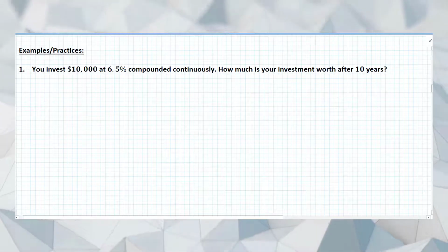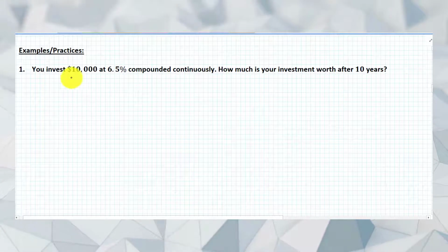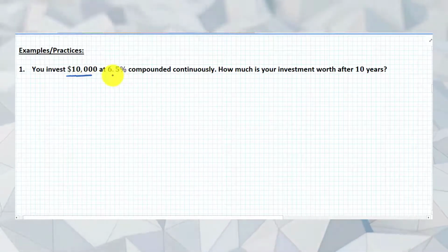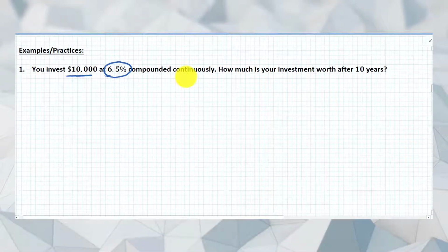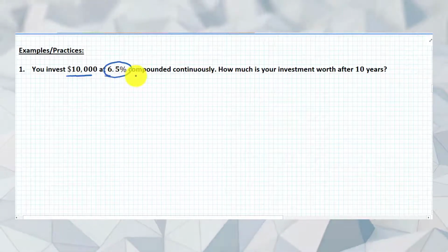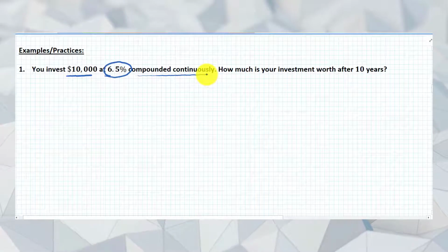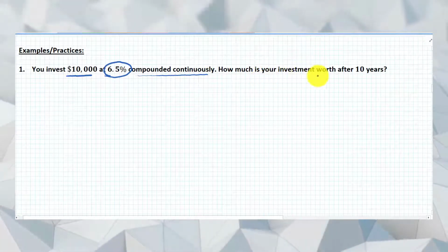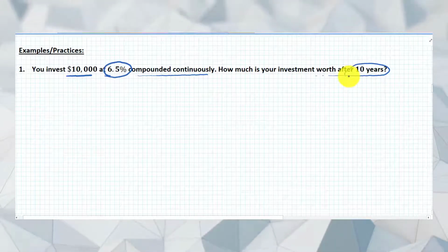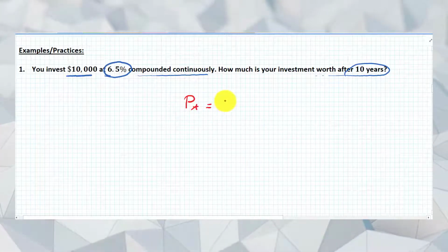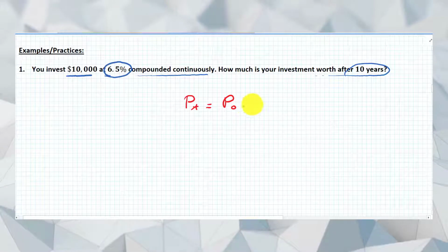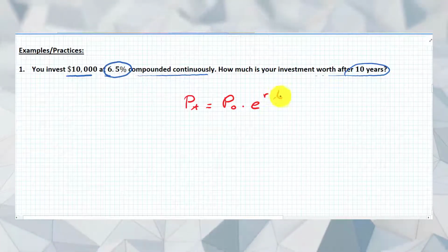Okay, here is the first problem. You invest $10,000, interest rate 6.5% compounded continuously. So this is a yearly interest rate, but it's compounded continuously. How much is your investment worth at the end of 10 years? Okay, let me write the formula we just went over. P_t equals P naught times e to the r times t.